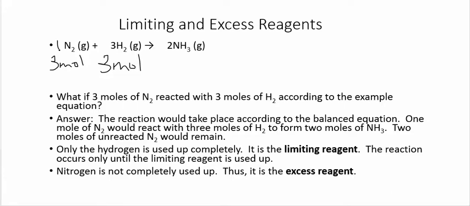So what's going to happen is if we have 3 moles of each, the H2 is going to get used up completely, and there will be some extra nitrogen left. There will actually be 2 moles of N2 left over, and that will be in excess. So the hydrogen is called the limiting reagent. The reaction stops once the limiting reagent is used up. So once the hydrogen is used up, the reaction stops. Nitrogen is the excess reagent. So even though it's there in excess, the reaction cannot continue because there's no hydrogen left over.